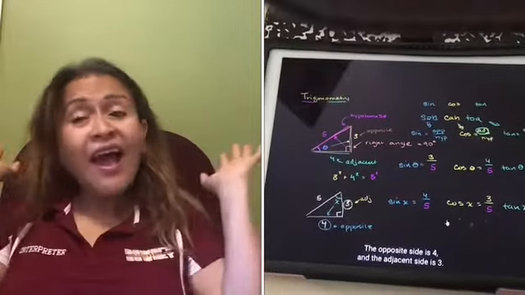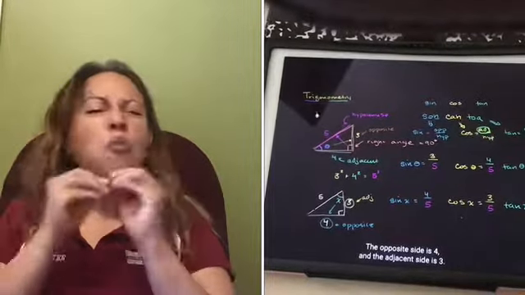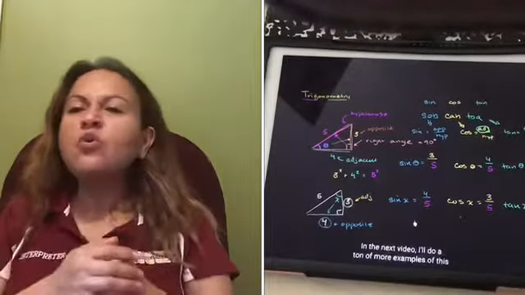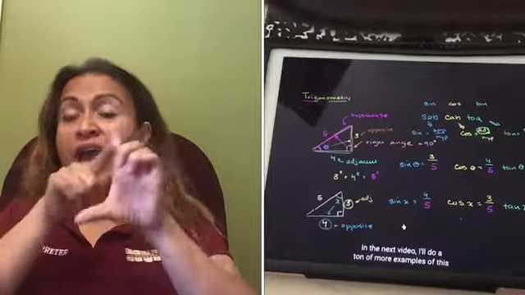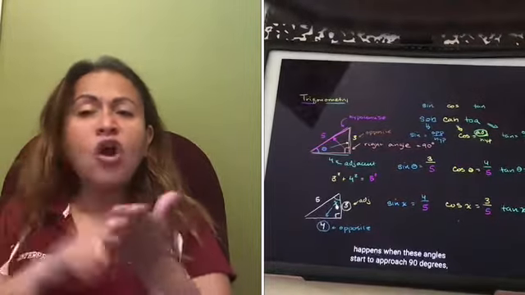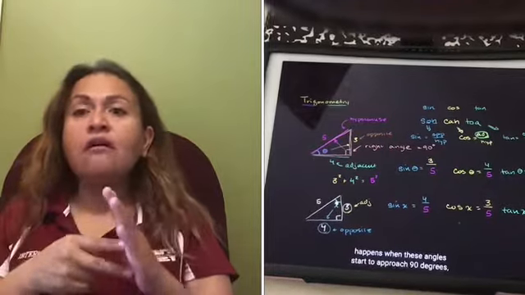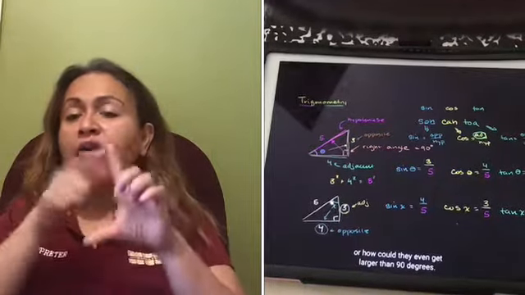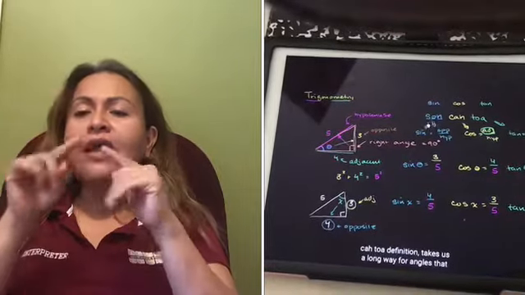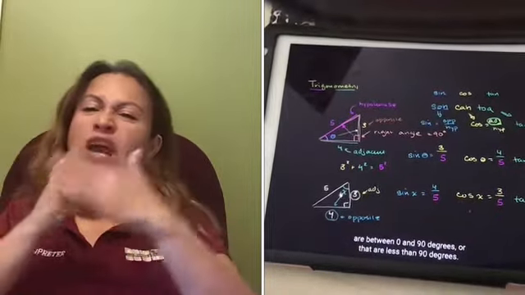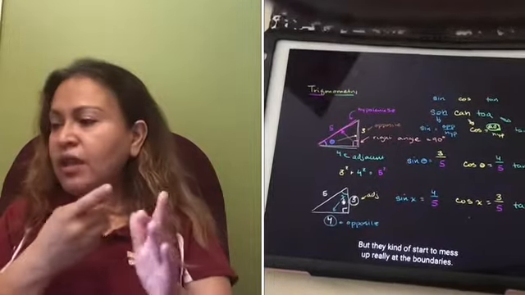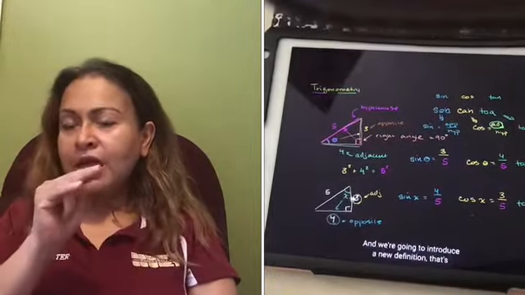In the next video, I'll do a ton more examples of this, just so we really get a feel for it. But I'll leave you thinking about what happens when these angles start to approach 90 degrees, or how could they even get larger than 90 degrees? And what we're going to see is that this definition, the SOHCAHTOA definition, takes us a long way for angles that are between 0 and 90 degrees. But they kind of start to mess up really at the boundaries. And we're going to introduce a new definition that's derived from the SOHCAHTOA definition for finding the sine, cosine, and tangent of really any angle.